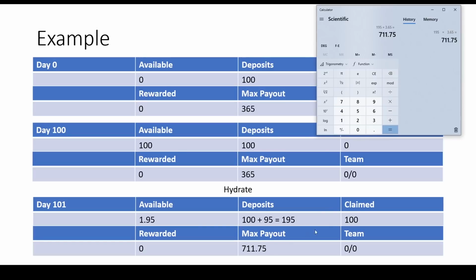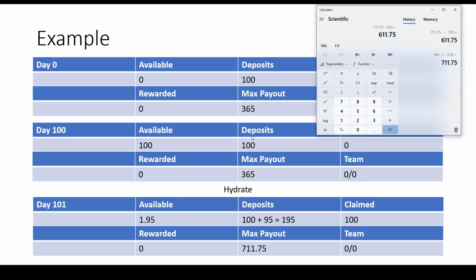Now, do the math. How many drip tokens am I going to be paid before this ends? Well, 711.75 minus 100. I already claimed 100. This is my max payout. When I have received my max payout, I stop earning 1%. That's it. No more 1% because I already reached the max payout. So I have 611.75 tokens remaining to be paid out.